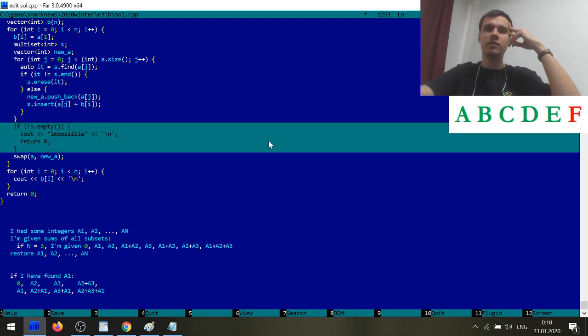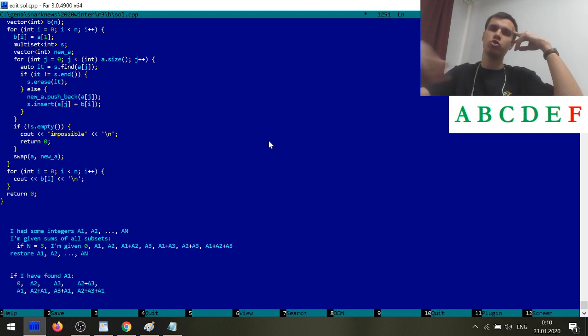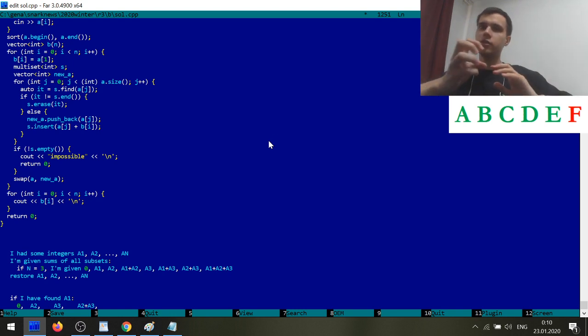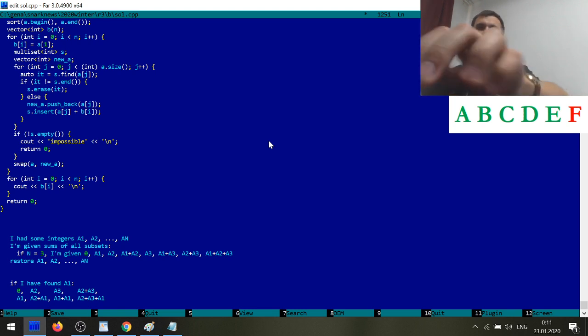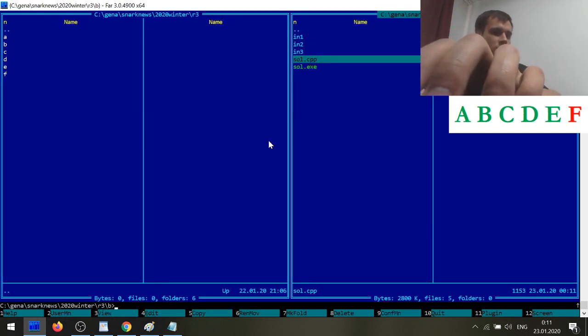If the set is not empty in the end, that means something went wrong, so it's impossible. Otherwise, I can be sure that new a will contain exactly 2 to the power of n minus 1 integers, or 2 to the power of n minus 1 minus i integers actually. And I can just set a to new a and find the next integer and so on. Something like that. So the main idea is that I can easily find one integer, and then I can also separate the set of all subset sums into those containing this integer and those that do not, and solve the problem for the rest of the integers. And so on. That's it. Hopefully it was understandable, but you can ask any questions.